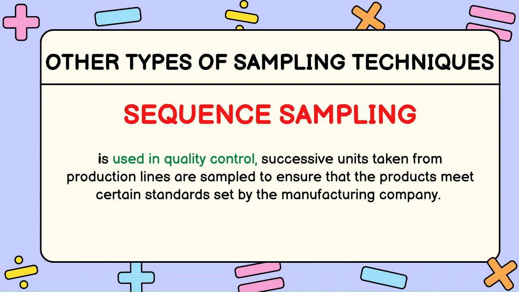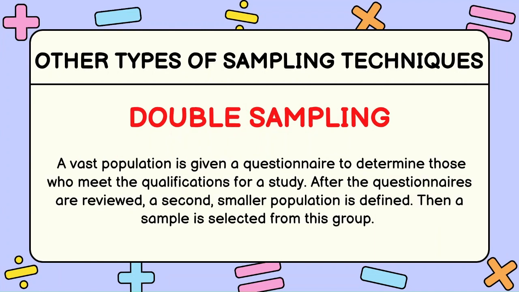Now we have also other types of sampling techniques. We have first the sequence sampling. Sequence sampling is used in quality control. Successive units taken from production lines are sampled to ensure that the products meet certain standards set by the manufacturing company. Okay, it's self-explanatory.